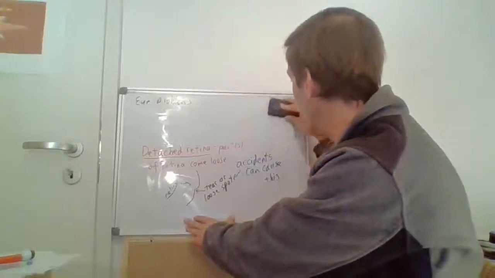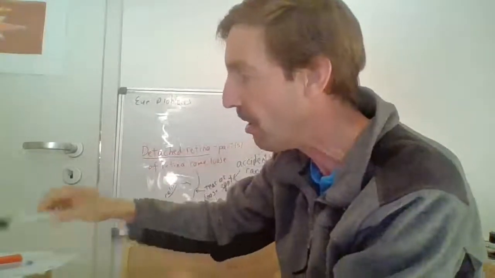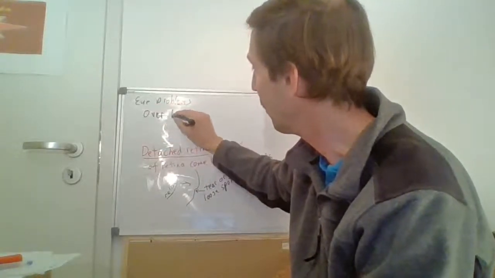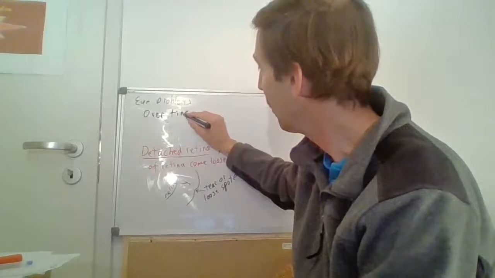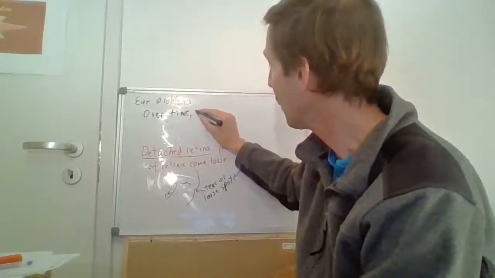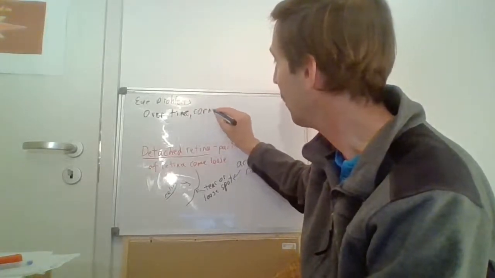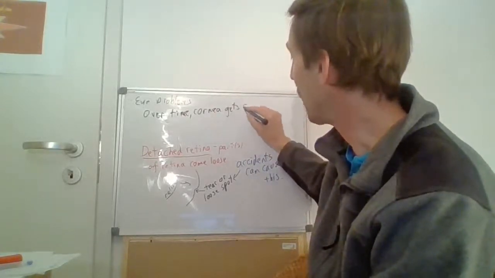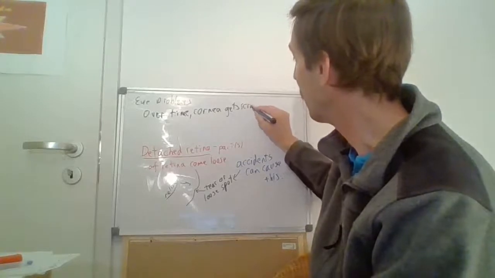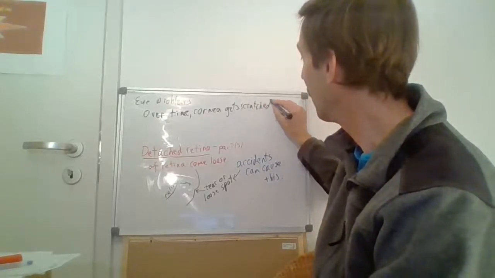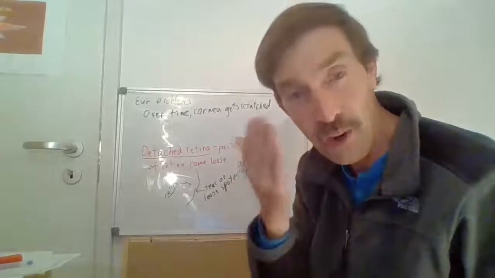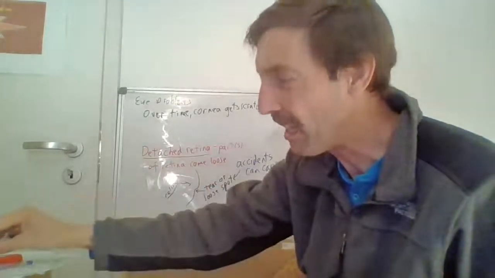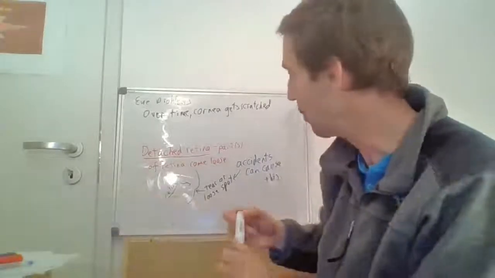So I'll write. Over time, your cornea gets scratched. Okay, it's like a windshield, right? And over time, it just gets scratched up. Well, what happens is, it's not a big deal, but it does change how you see things.